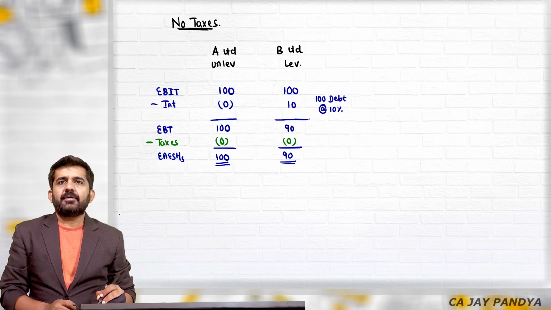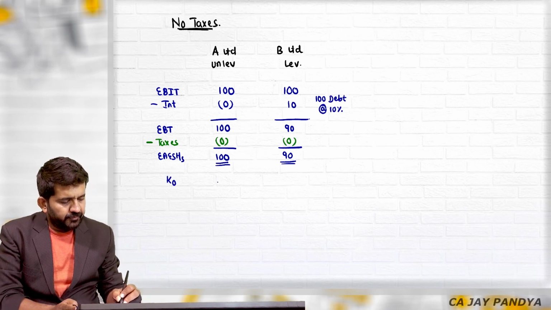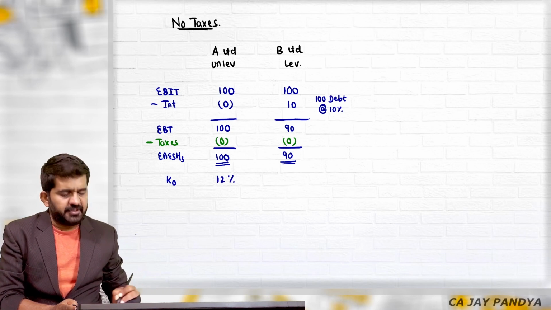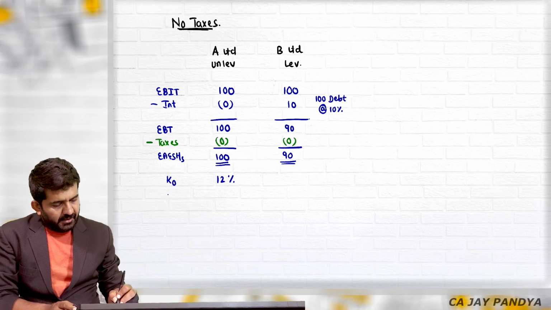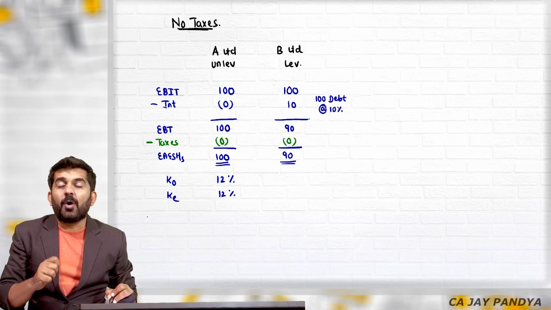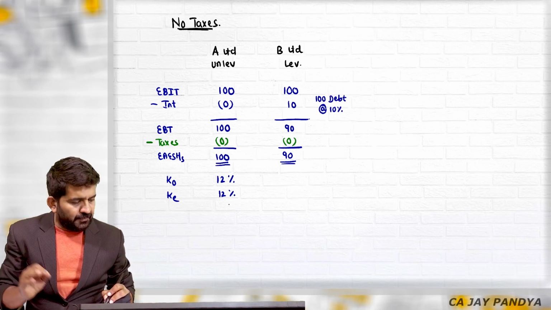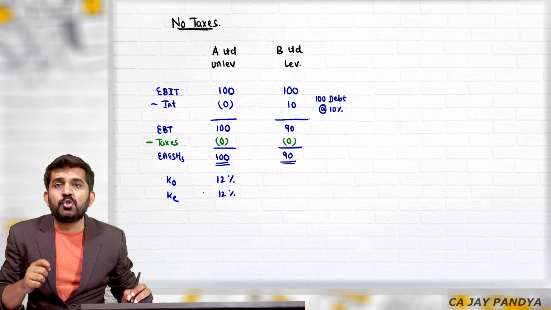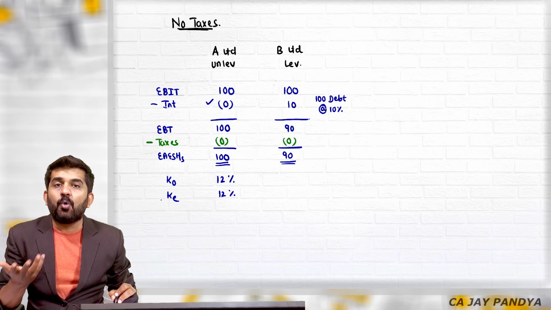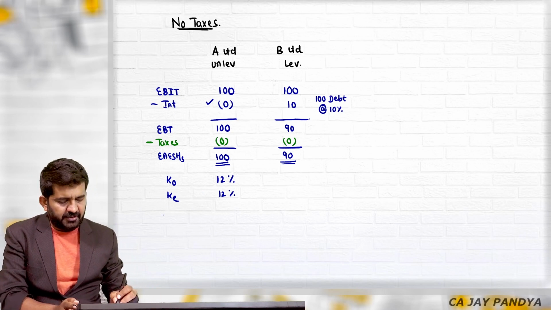Please understand, unlevered company KO is say 12%. So KE will also be 12%. Why KE will be 12%? Because in this company there is no debt. Interest is 0. So KO, overall cost of capital, there is only one source of capital which is equity. So KE will be 12%.